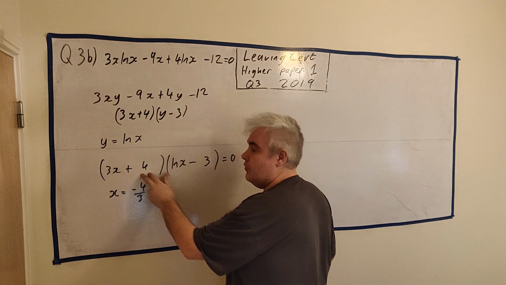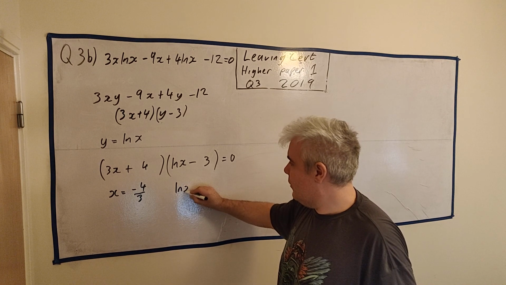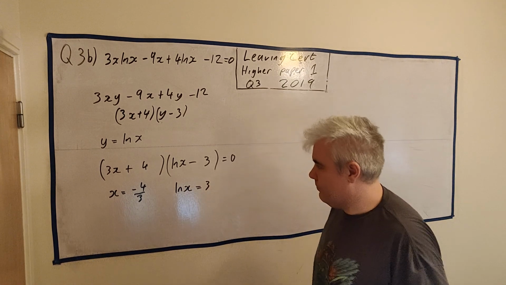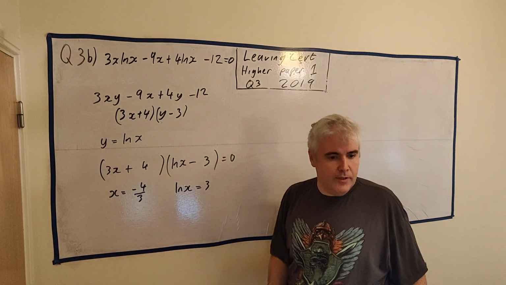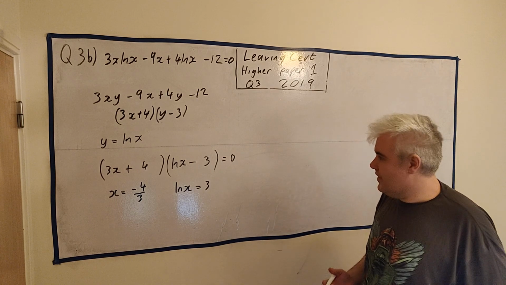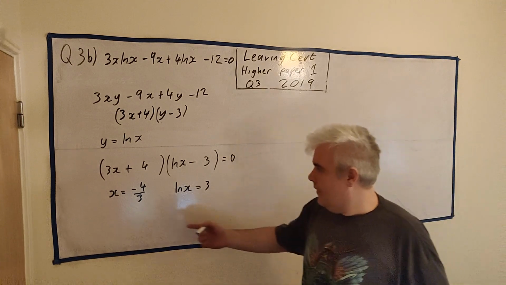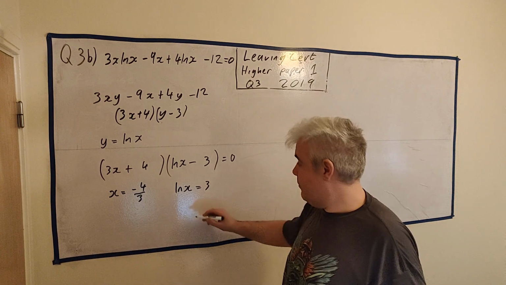3x equals minus 4, and dividing both by 3, we get this. And this one becomes natural log x equals 3. Two answers. We can go ahead and give them more exact. Did they ask for any? How exact do they ask? This is probably fine: minus 4 over 3. It doesn't ask for any decimal places.